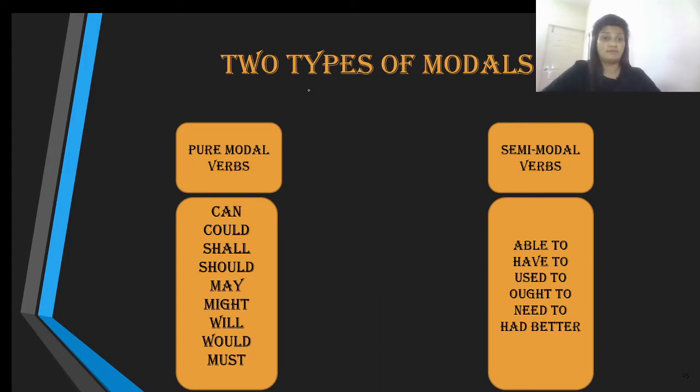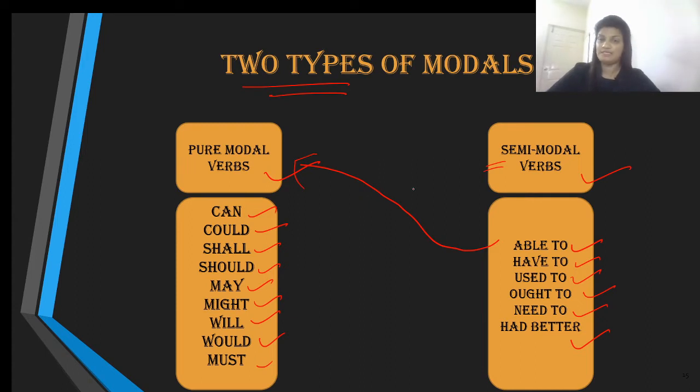Well, there are two types of modals: pure modals, and semi-modals. Pure modals are can, could, shall, should, may, might, will, would, must. Semi-modals are able to, have to, used to, ought to, need to, had better. Semi-modals are not complete modals, but they do function exactly like modals. That is why they are called semi-modals. So these are the two types of modals that we have.